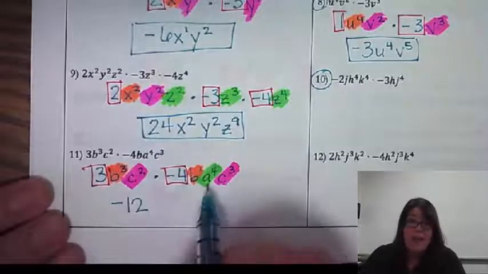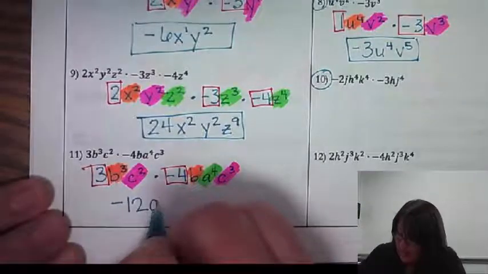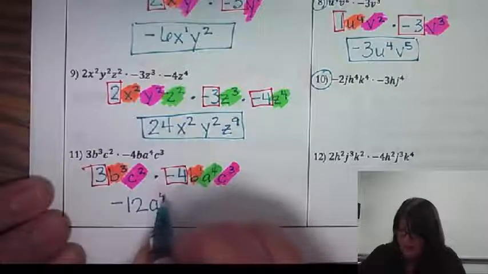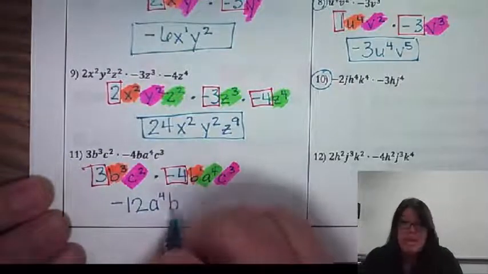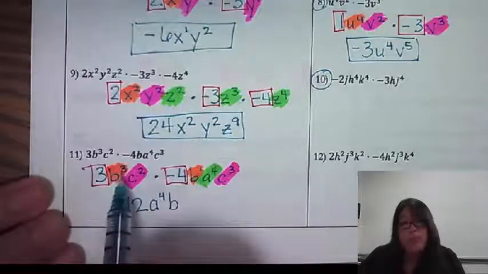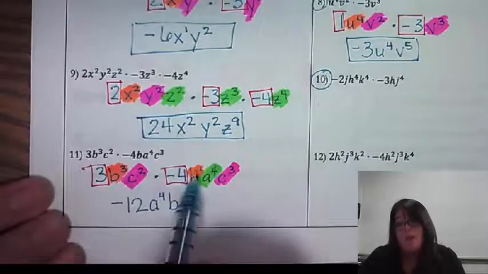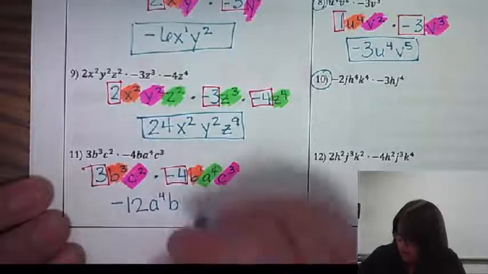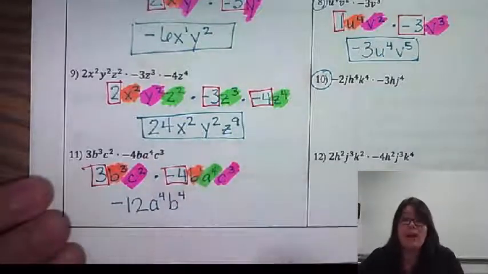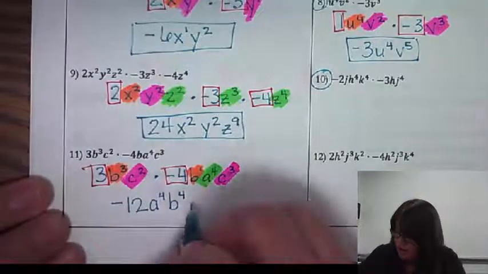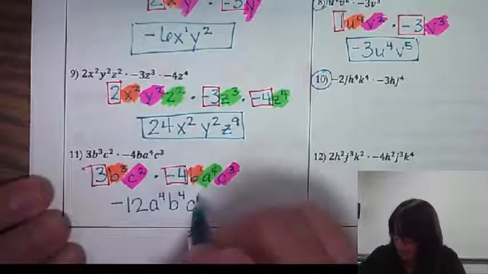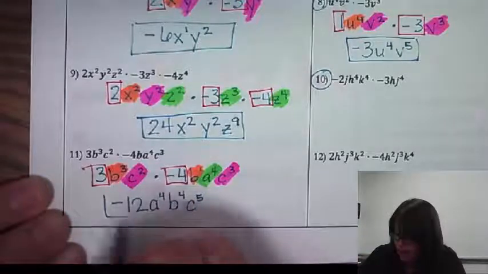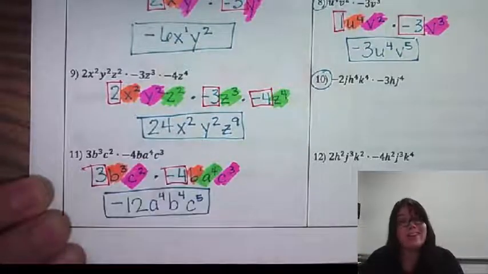So we're going to start with A. For base A, I have one exponent and it's 4. Nothing to add, so it stays the same. For base B, I have an exponent of 3 and I have an exponent of 1. So I'm going to add those two together to get an exponent of 4 in my final answer. For base C, I have an exponent of 2 and an exponent of 3. Add them together and my final exponent is 5. And there's your final answer.